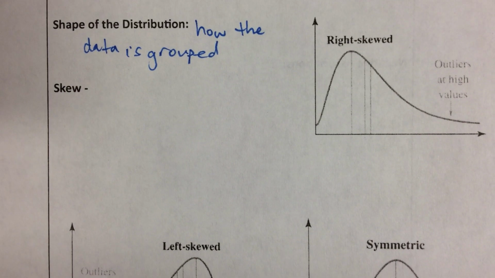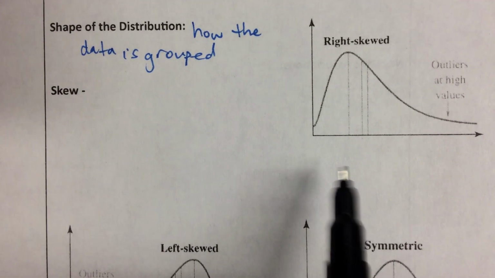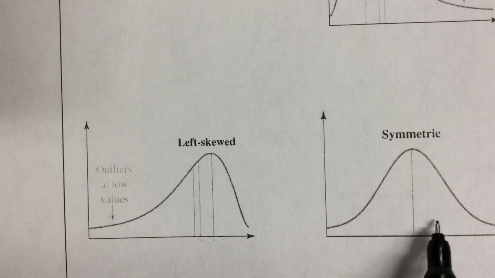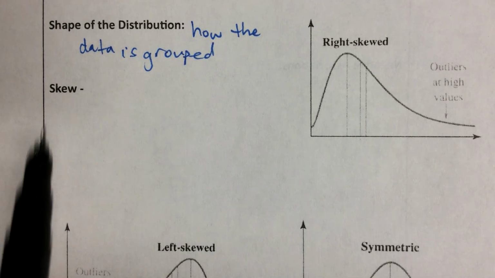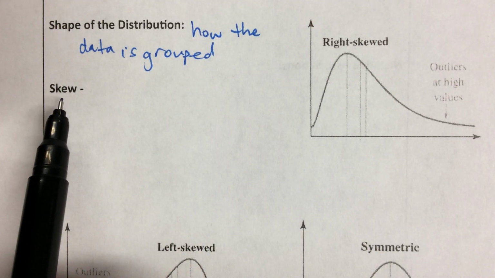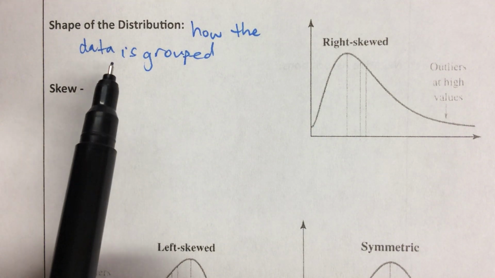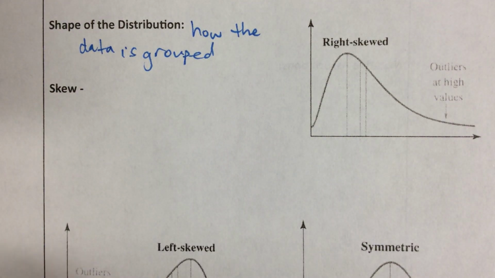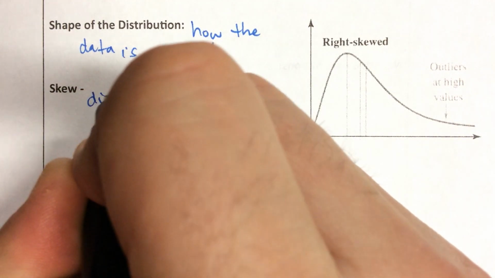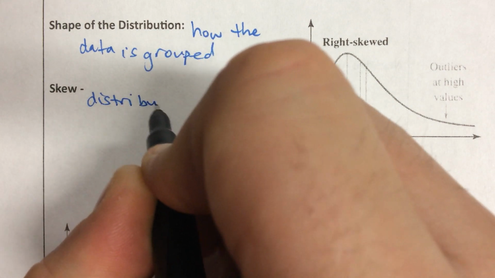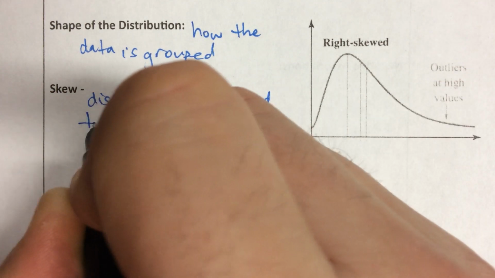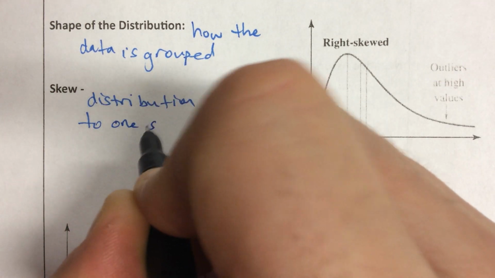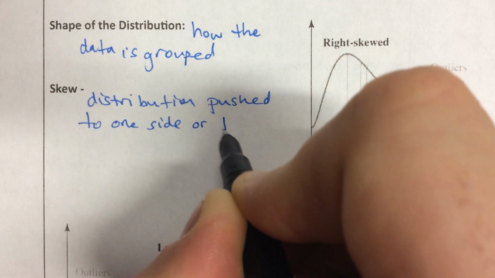Okay, so there are three options. It could be grouped to the right here, grouped to the left, or grouped in the middle. So that is what we mean by the shape. Now, skew means that the distribution is pushed to one side or the other.